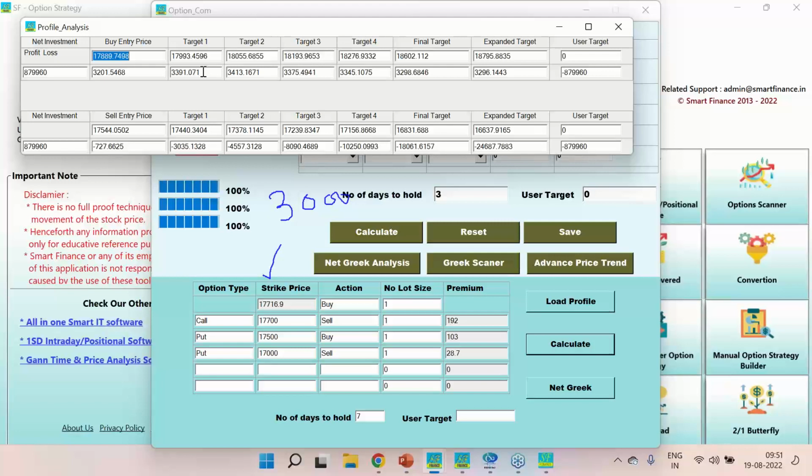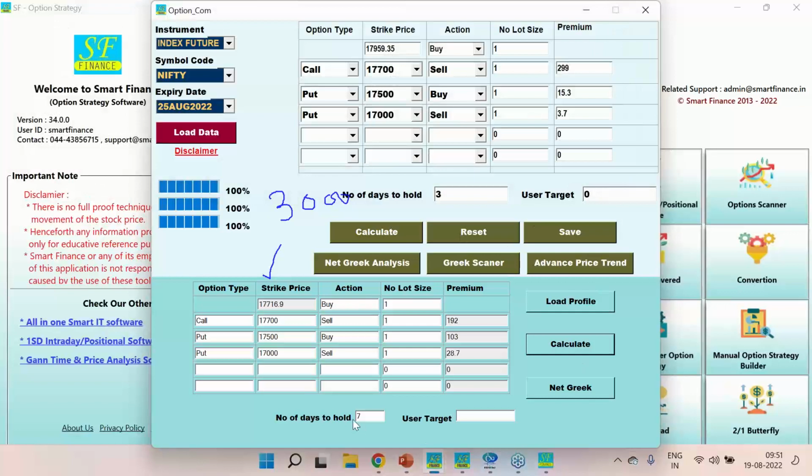So what we wish to show here is that the profit and loss calculated by the software 7 days before has actually happened, with a deviation of only 10 to 15 rupees. To test whether the profit and loss projected by the software matches what you actually get, you can utilize this tool.